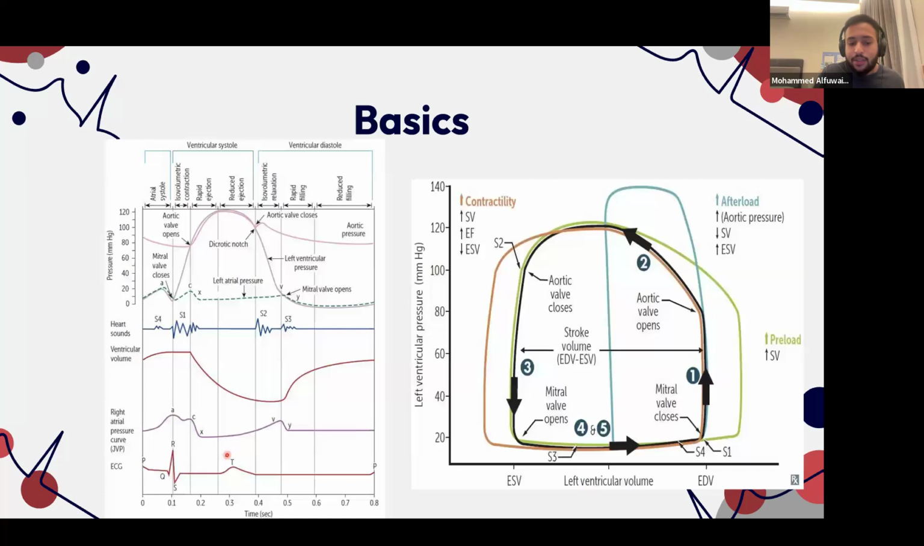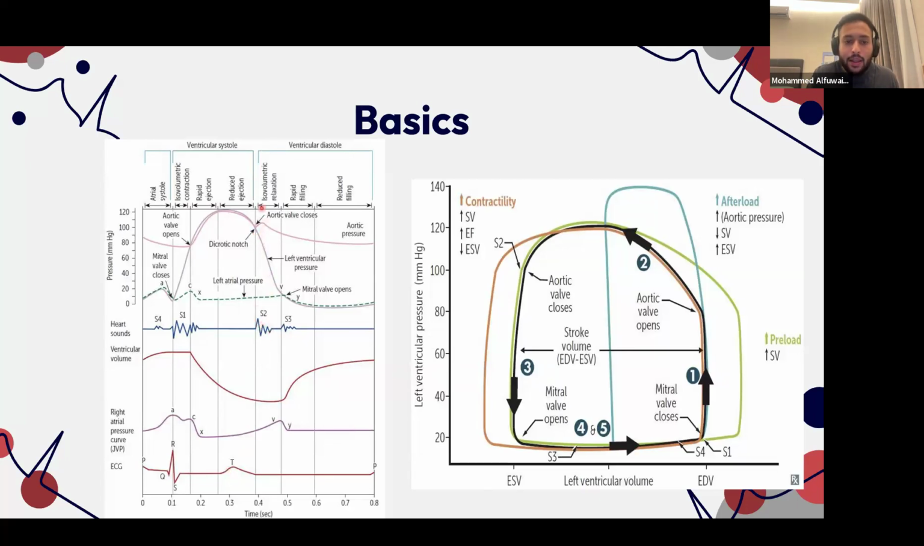Here, you have the T wave. The T wave is telling us there's ventricular repolarization, and relaxation is going to start. So you can see reduced ejection. The pressure in the ventricles will start to go down, down, down, until it's less than the aortic pressure. The aortic valve will close, producing S2.